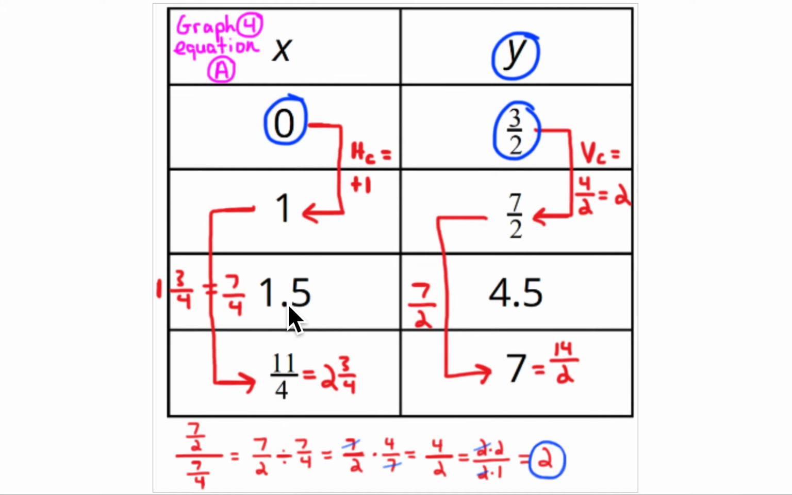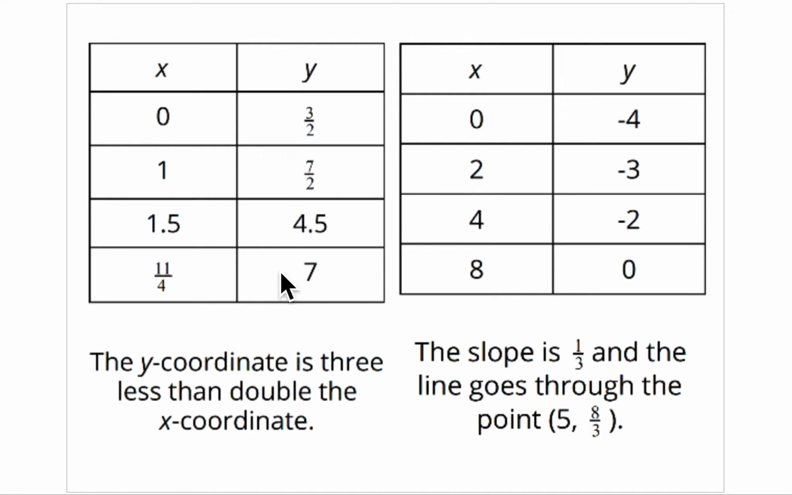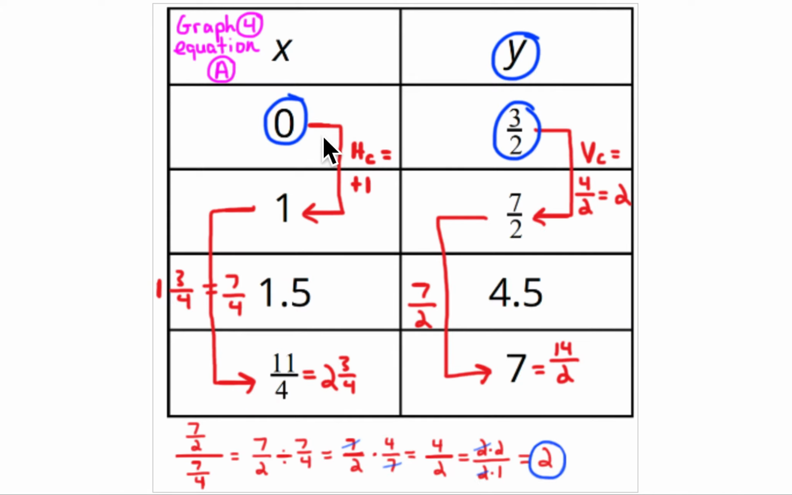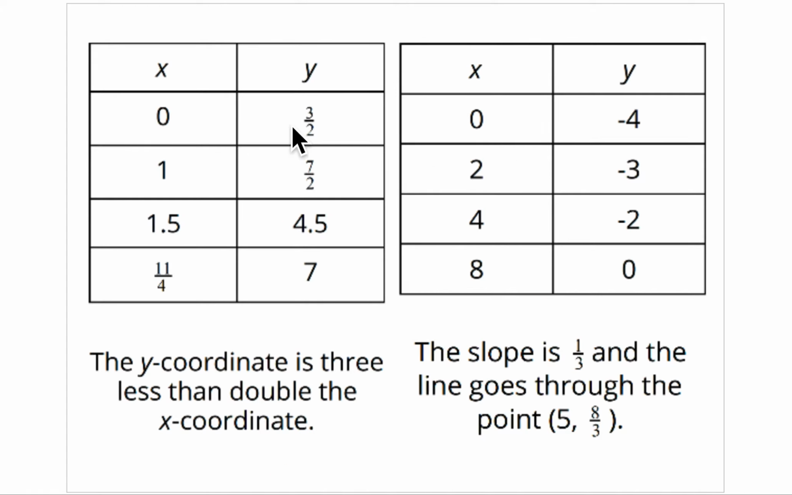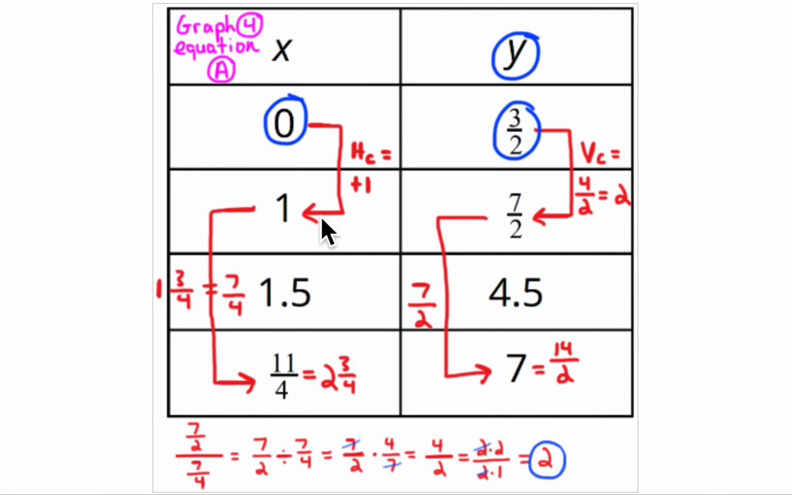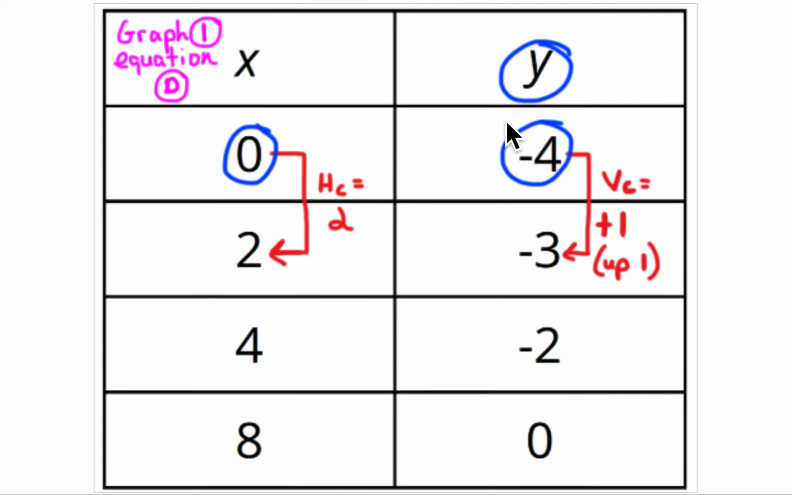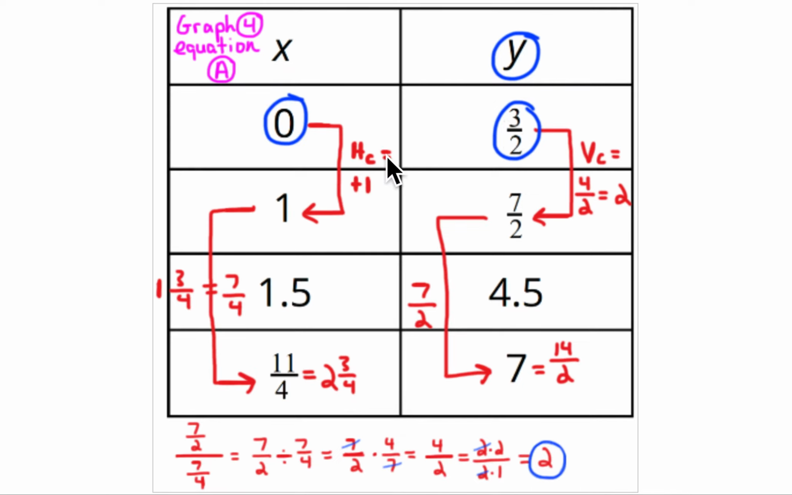So let's look at this first one. We're going to look at this one right here, which is 0, 3/2. So this is the table that we're looking at. So this is graph 4, which is equation A, because when x is 0, y is 3/2. That's telling you that it's crossing the y-axis when x is 0 at 3/2. The graph that matches that and the equation that matches that is graph 4, equation A.